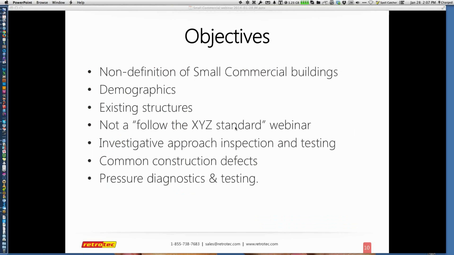Today's objectives are the non-definition of small commercial buildings, or how expansive the definition could become. What are some of the demographics? It's mostly focused on existing structures. ASHRAE has some phenomenal documents you can download on 30% and 50% reduction of these types of structures and how to go about that. But that's mostly if you're starting out of the ground and can complete those. Mostly today is what we are doing with existing structures, and we're not following a specific standard or protocol. It's more of an investigative approach, some of those common defects and basic diagnostic procedures on how to isolate one structure from another.